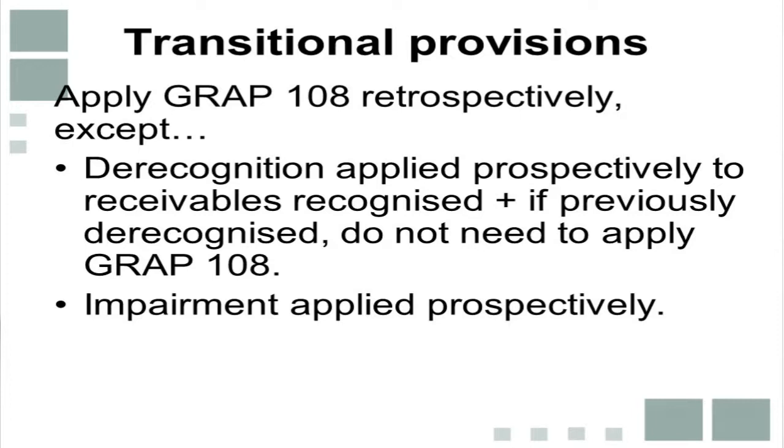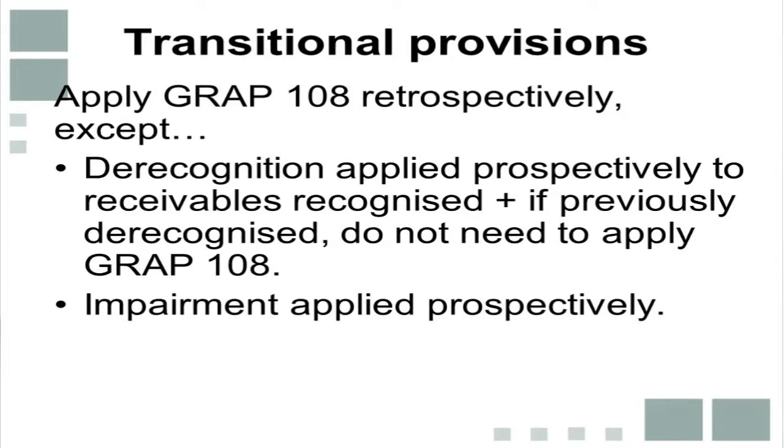So derecognition, you only apply the requirements for derecognition to the receivables you have at the moment, so going forward. And if you have de-recognized receivables in the past, you don't need to go and assess whether or not you should have de-recognized them or not. You can just leave them as they are. So you really just look at the current receivables and apply the requirements on a go-forward basis.